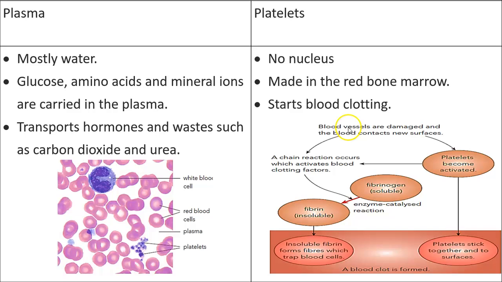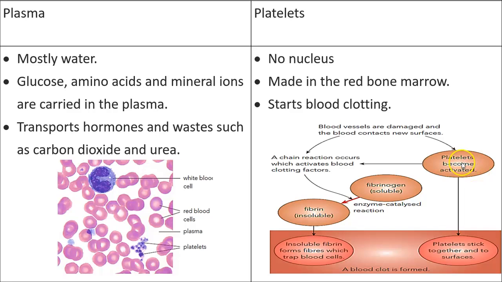Blood vessels, if they get damaged, the blood contacts new surfaces that it is not supposed to contact, like air, for example. So when the blood senses that there is a change in its environment that it's not used to, two things happen at the same time. Platelets become activated and there is a chain reaction in the body that starts the blood clotting factors. So both of them will work together, blood clotting factors and platelets.